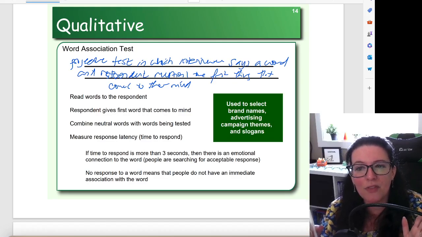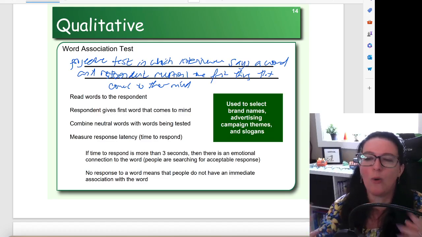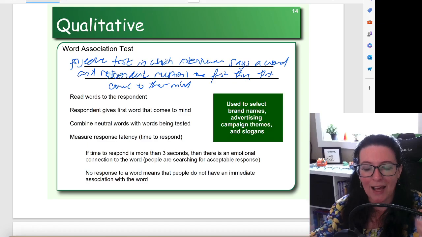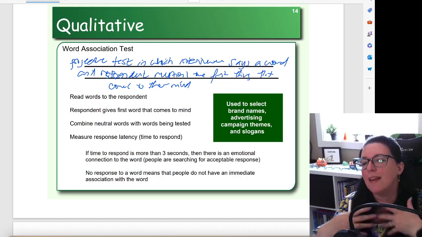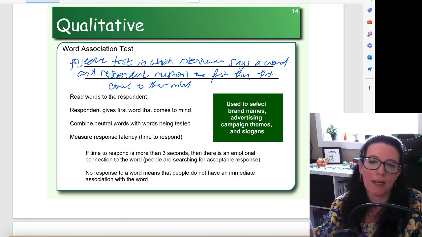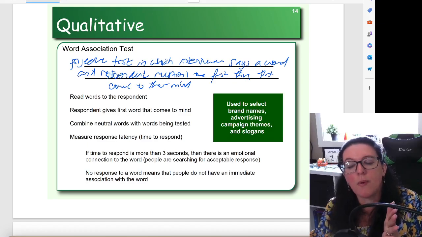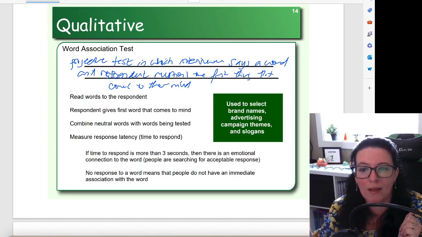Now, if the response is really long, it could mean that they have no attachment to the word at all. So no response to a word, then there's no immediate association. They don't know what that word is. It has no relevance to their life. So we're looking at how long it takes to respond. And then if it takes even too long to respond, then that tells you it's not relevant.